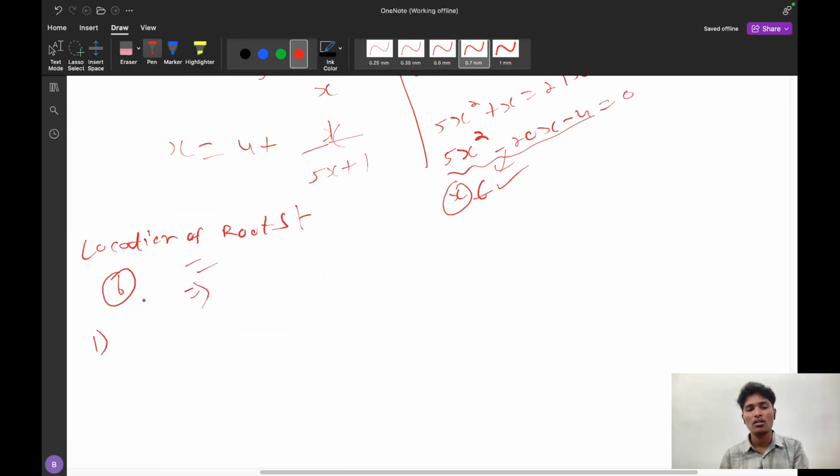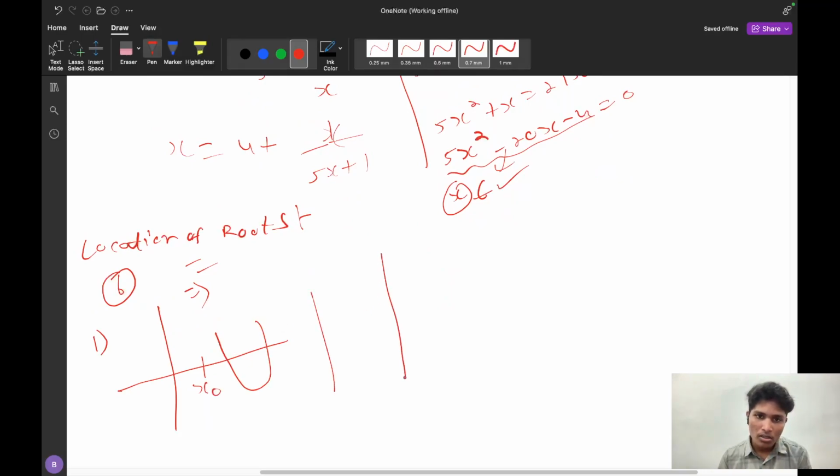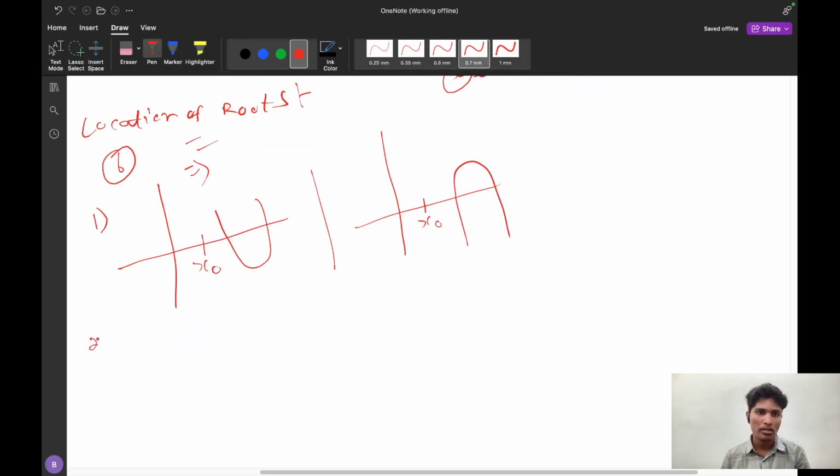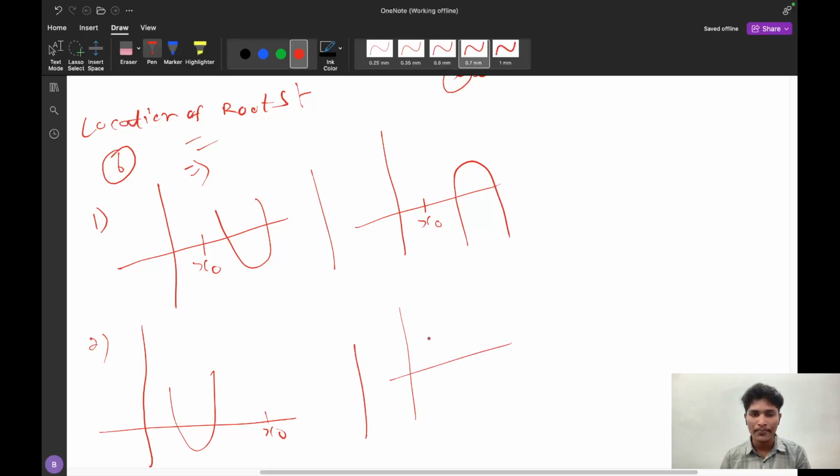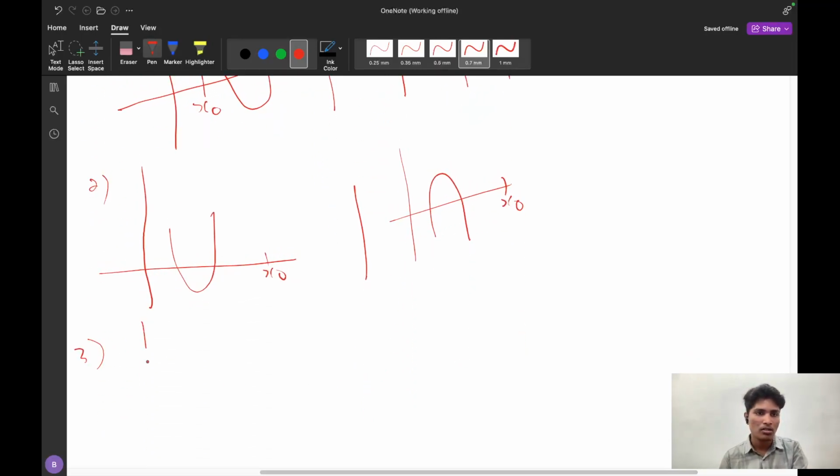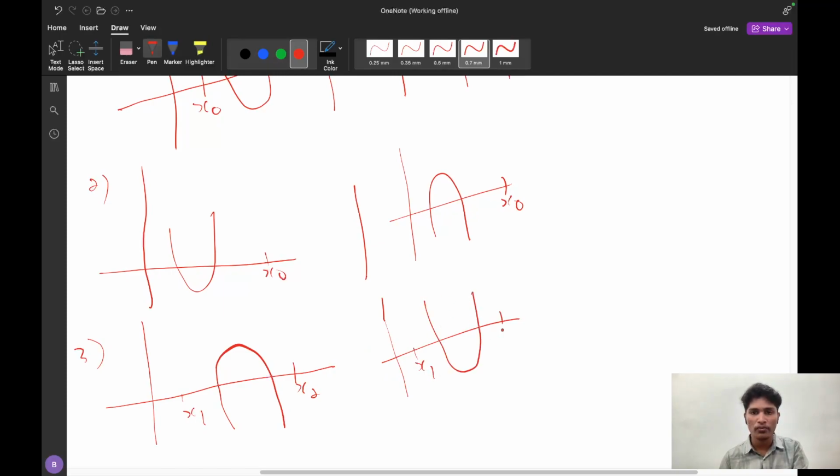There are 6 cases for location of roots. The first case is there is an x0 number, and two roots are greater than the value x0. The second case, there is a number x0 and two roots are less than the number x0. And the third case, there are two values x1 and x2, and both roots will exist between x1 and x2.